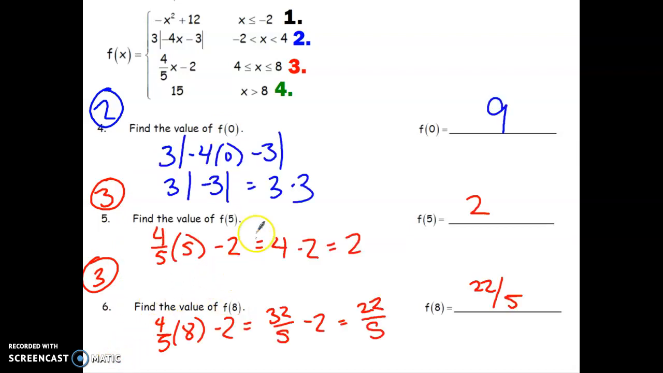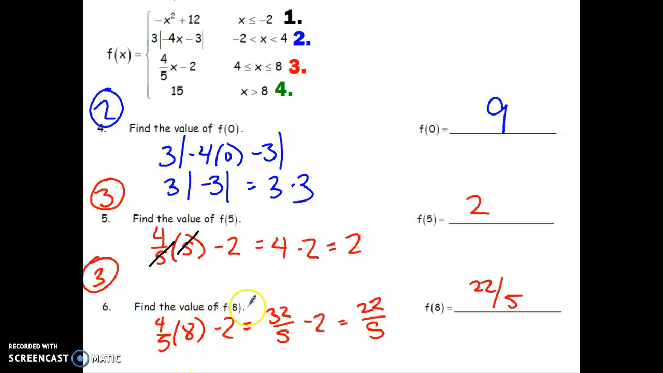All right, let's see how you guys did. Did you remember to use the absolute value bar sort of like parentheses? So the absolute value of -3 is +3, and then 3 times 3 is 9. On this one, I hope you didn't get mixed up with the fraction. 4/5 times 5. If you look at that, the 5s are going to cancel out, and so you just end up with 4 minus 2, which is equal to 2.